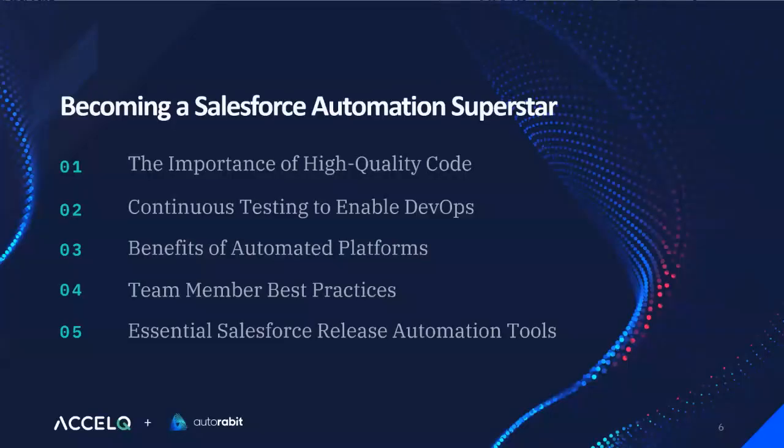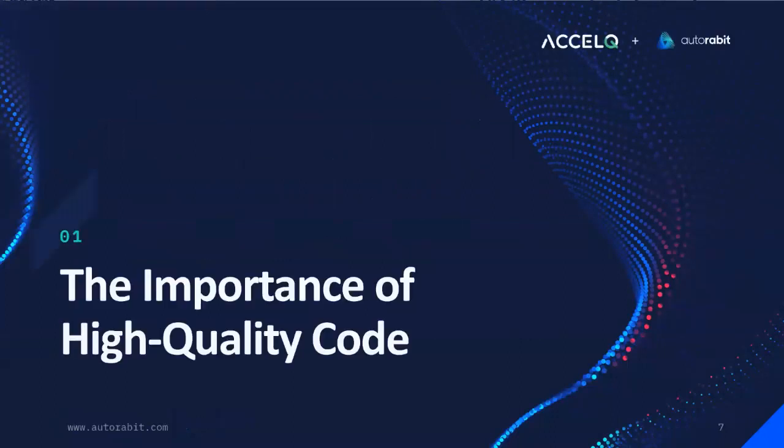So what we're going to go through today is the importance of high quality code, some continuous testing to enable DevOps, the benefits of automated platforms, some best practices, and some essential release automation tools and their place in this process. Now, firstly, the importance of high quality code. And this is something that I've worked very closely with over the last few years.